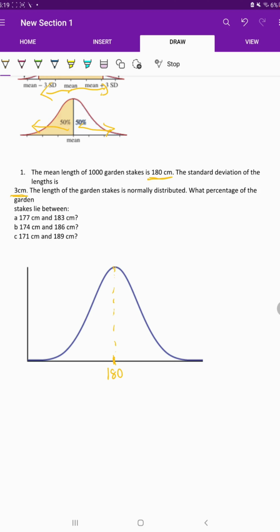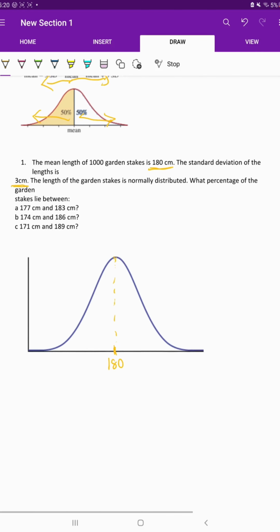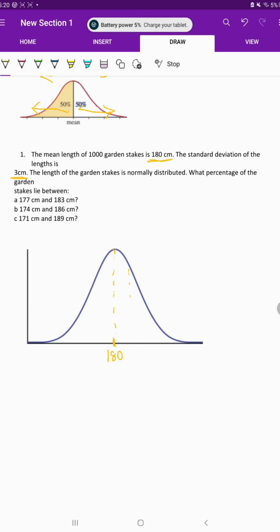So for every increment we move either right or left, it would increase or decrease by a standard deviation, which is 3 centimeters. So then if we move to the right by plus 1 standard deviation, it'll be 183. And we can just write it here as plus 1 standard deviation. And we move to the left, it'll be 177. We're moving to the left by minus 1 standard deviation.